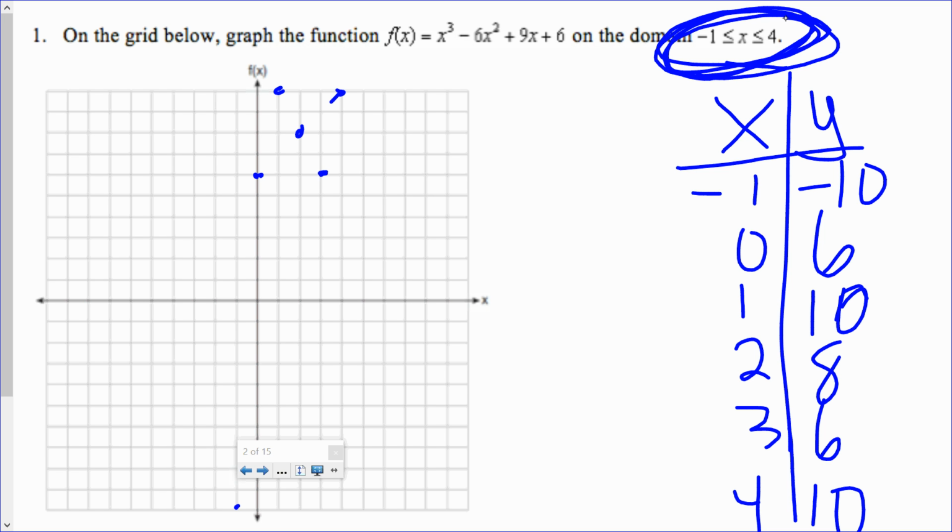Now, since it gives you a domain, this means it only wants to see the graph from -1 to 4. So because of that, I am not going to draw arrows. I connect it with curves, and that's it. Okay, that's a very basic graph.